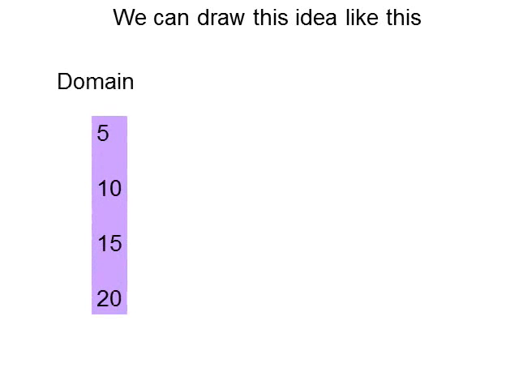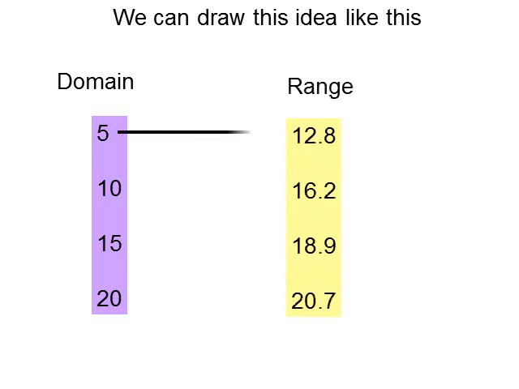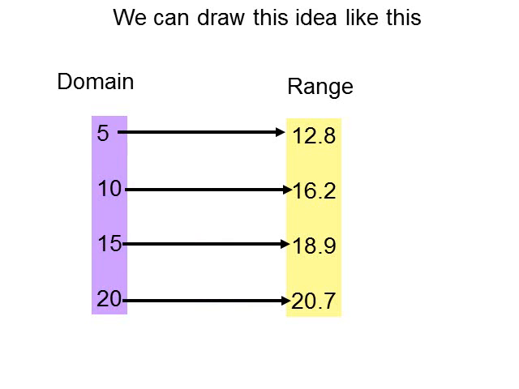Another way to draw that idea is like this. We could list the domain in a column and list the range in another column. And each number of the domain points to a number in the range. So that's what the machine is doing. If I put in a 5, I get a 12.8, and so forth.